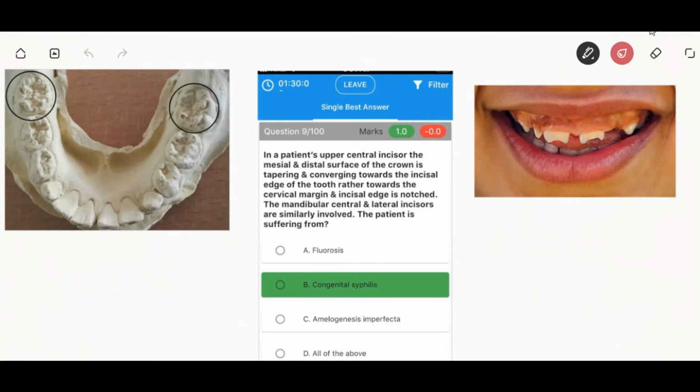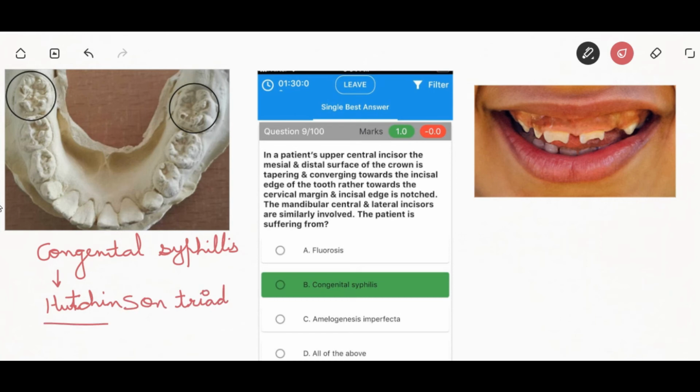A patient's upper central incisor, the mesial and distal surfaces of the crown are tapering and converging toward the incisal edge of the tooth rather than toward the cervical margin, and the incisal edge is notched. The mandibular central and lateral incisors are similarly involved. The patient is suffering from congenital syphilis. It is a common pattern of presentation for congenital syphilis and consists of 3 phenomena, also known as Hutchinson triad.